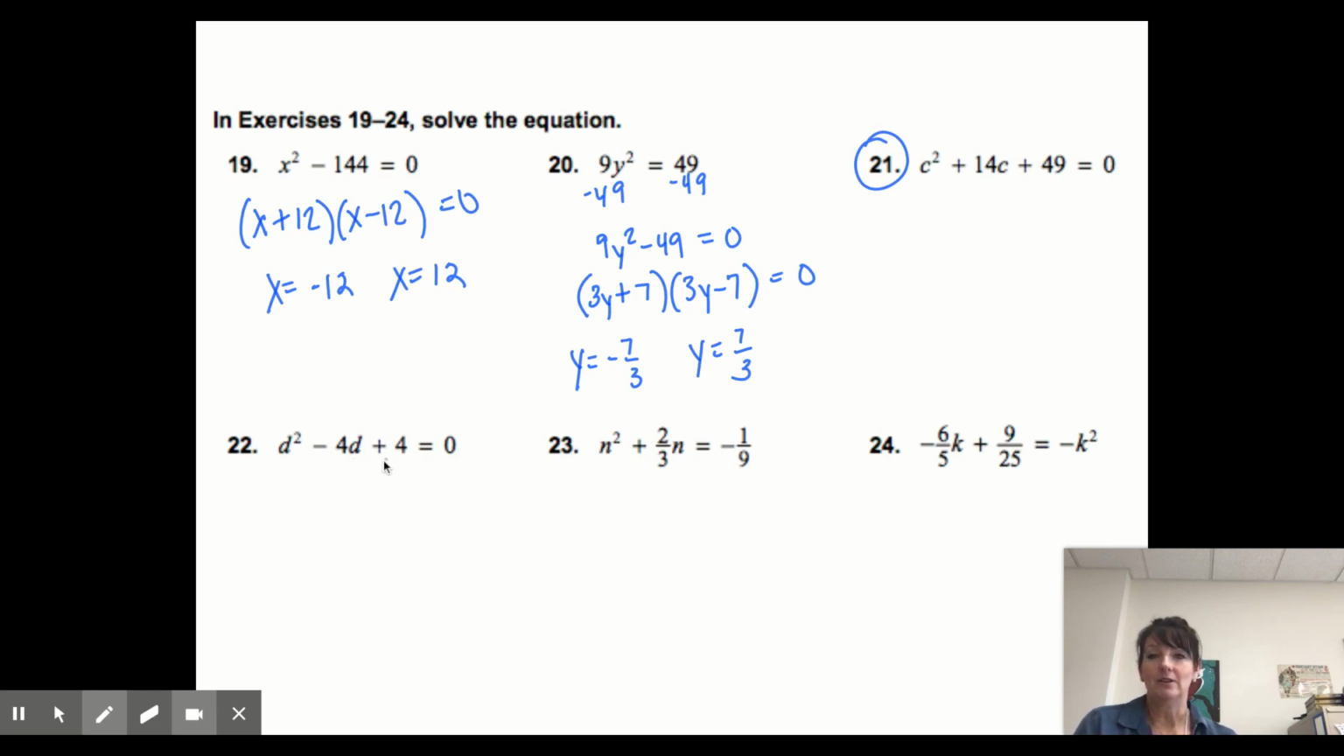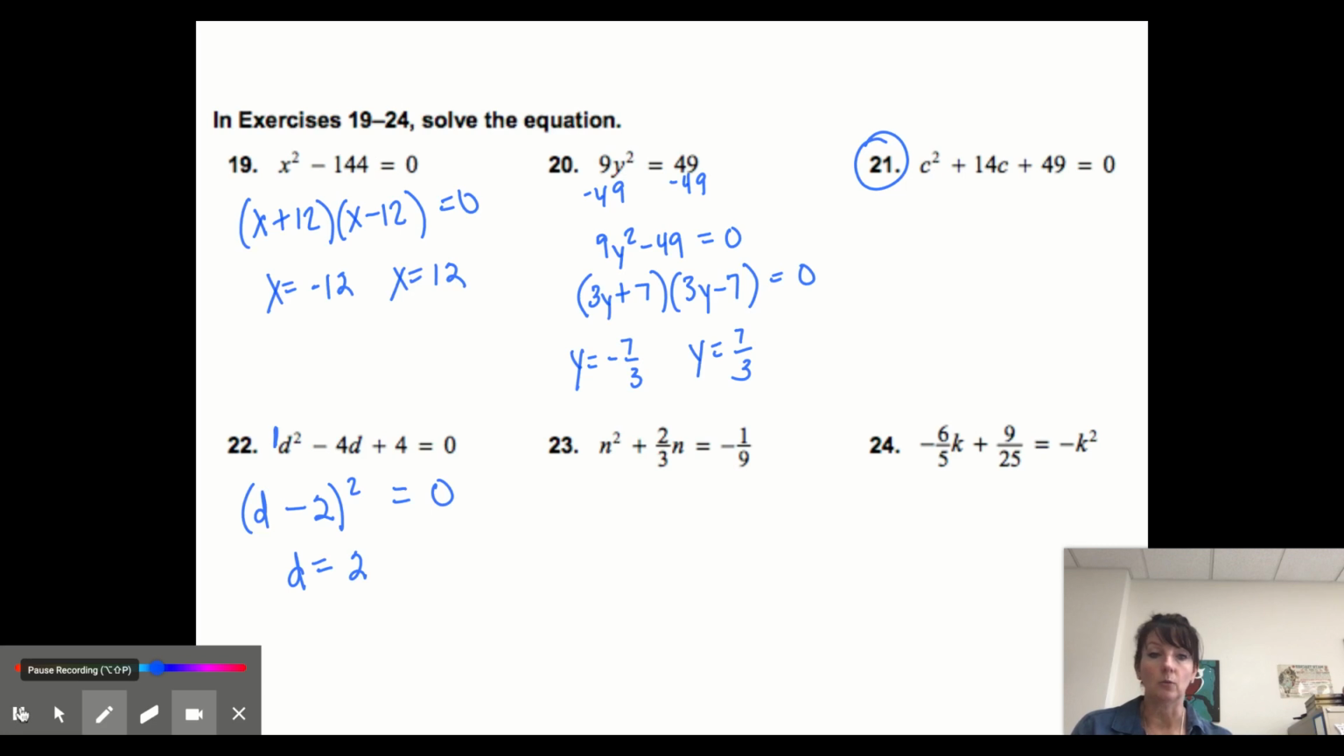And I'll keep going. So here, remember the coefficient is 1, so it's a perfect square. And the pattern is going to be, we want d minus 2 quantity squared is equal to 0. And this just means we have a double factor, just like you did in number 21. So d minus 2 is equal to 0, or d minus 2 is equal to 0. So d is equal to 2. We really only have one solution for this.